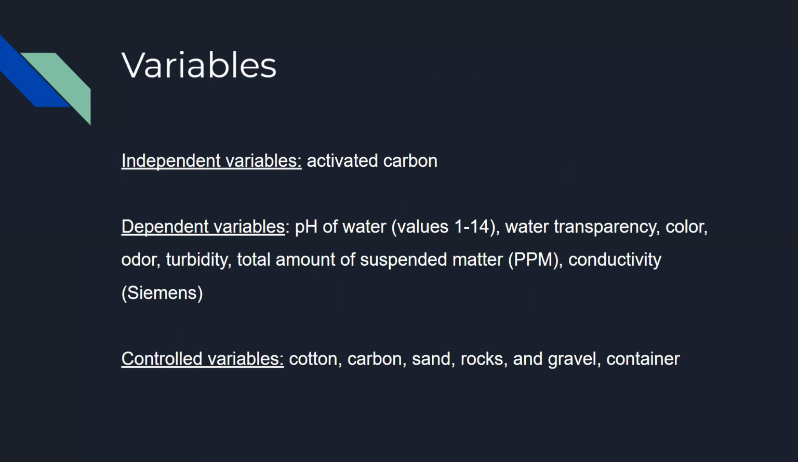Then in our variables, the independent variable, that is the one that is going to be changing in size and in volume, is activated carbon. Then the dependent variables are pH, water transparency, color, odor, turbidity, total amount of suspended matter, and conductivity. All these measures are from water. And we have control variables, the ones that are not going to change, that are basically the materials for our filter, excepting the activated carbon.